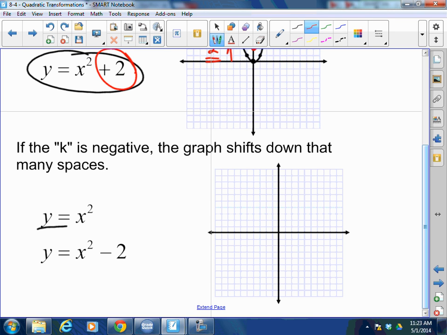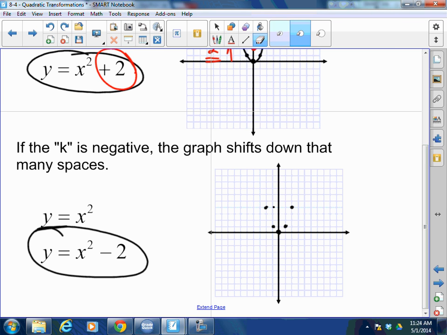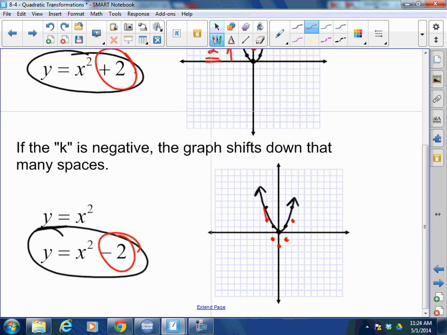If the k is negative, then you shift every point down that many points. So how would you graph y equals x squared minus 2? First, graph your parent. 0, 0, 1, 1, 1, negative 1, 2, 4, negative 2, 4. Connect the dots. That's my parent. Now, I am shifting my parent 2 spaces down. So down 1, 2, down 1, 2, down 1, 2, down 1, 2, down 1, 2. Do you see how it's the exact same graph except it's shifted down 2 units? Does that make sense, guys?